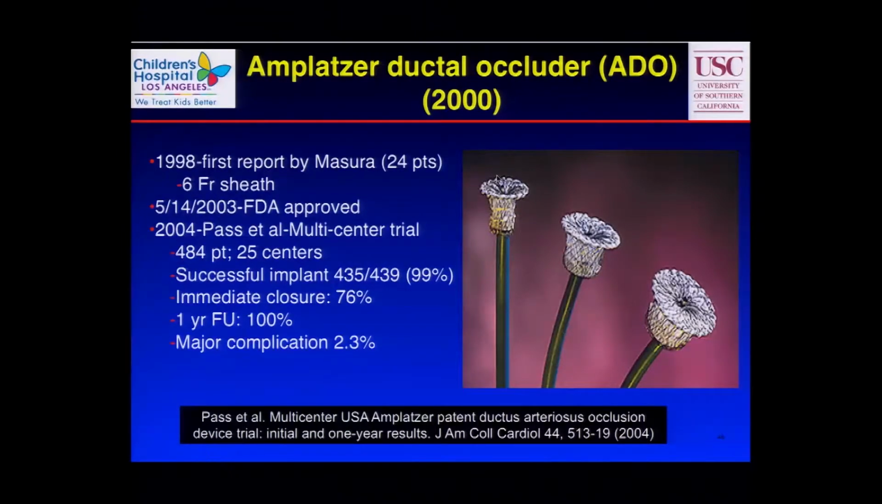You guys are familiar with the Amplatzer device that came along in the year 2000. Dr. Masura in Europe first reported this in 24 patients. It goes through a 6 French system. Excellent use. In 2003, the FDA approved it. Dr. Pass did a multi-institutional trial showing that it was pretty successful, very safe, very few major complications, and 100% effective even a year out.